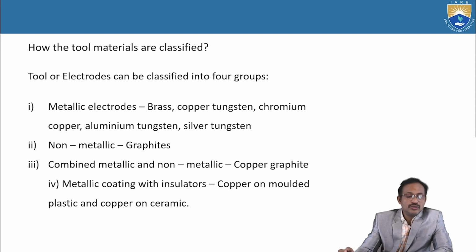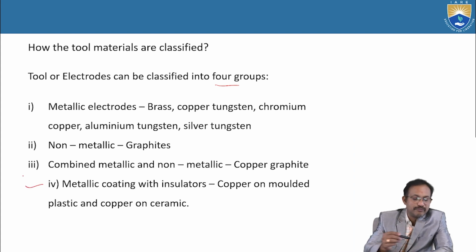Tool or electrodes can be classified into four groups. First one is metallic electrodes, second one is non-metallic, third one is combined metallic and non-metallic, and fourth one is metallic coating with insulators. Now let us discuss one by one.